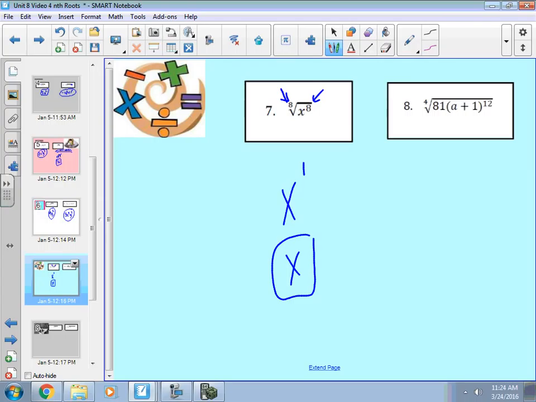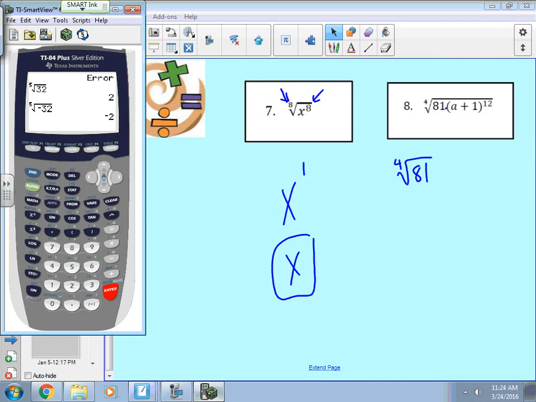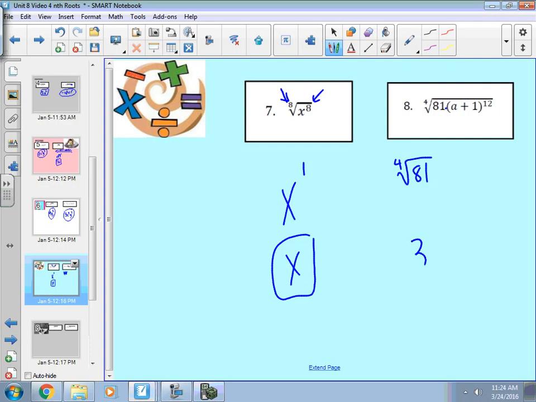All right, number 8, okay, 4th root of this. Now notice here there's 2 things being multiplied, so we want to take the 4th root of each thing. Let's start out and figure what is the 4th root of 81. If you go on your calculator, we could do that. 4th root of 81. I think we did this one already too. It would equal 3. So that part of it equals 3.